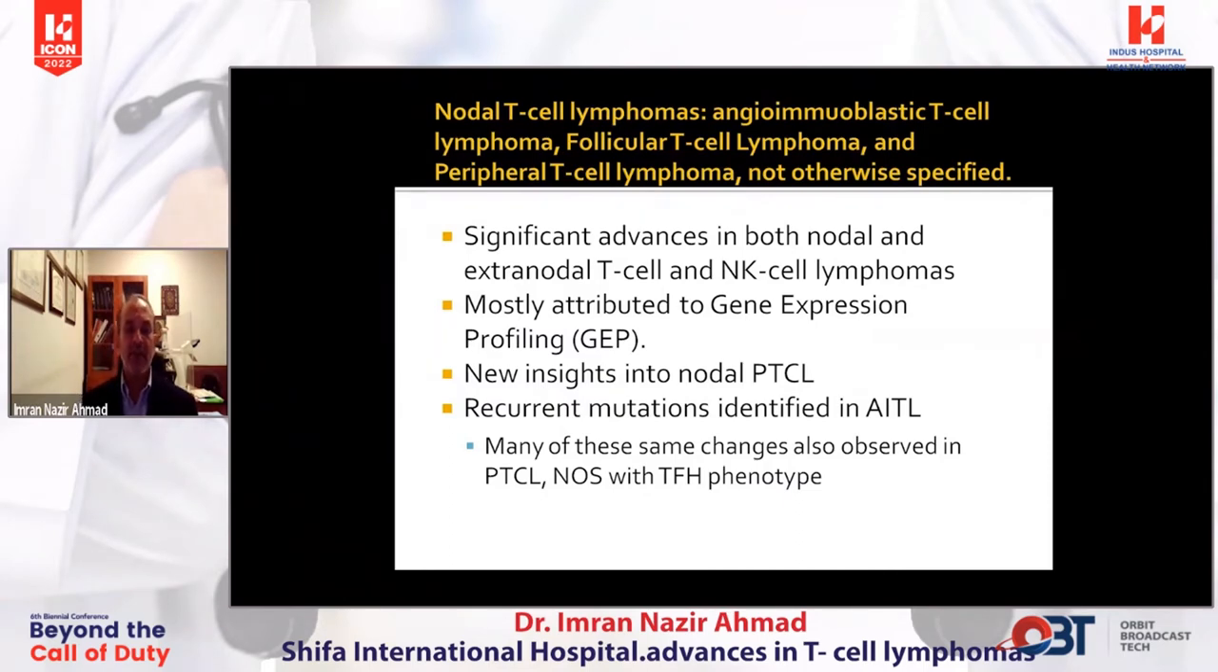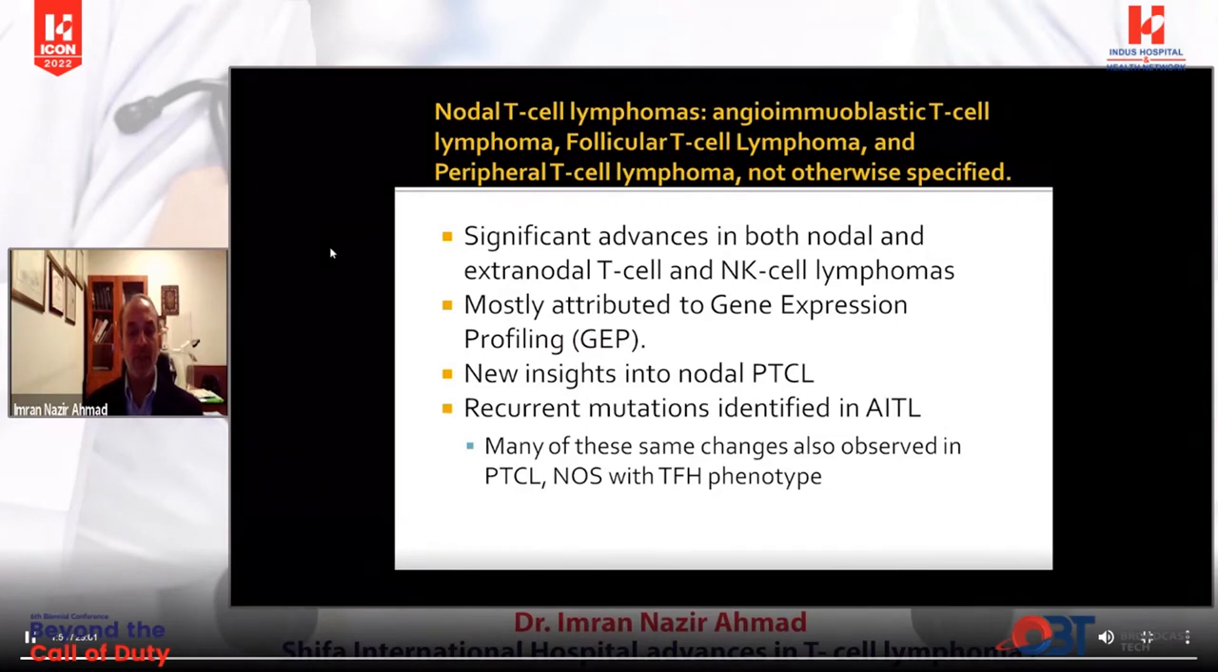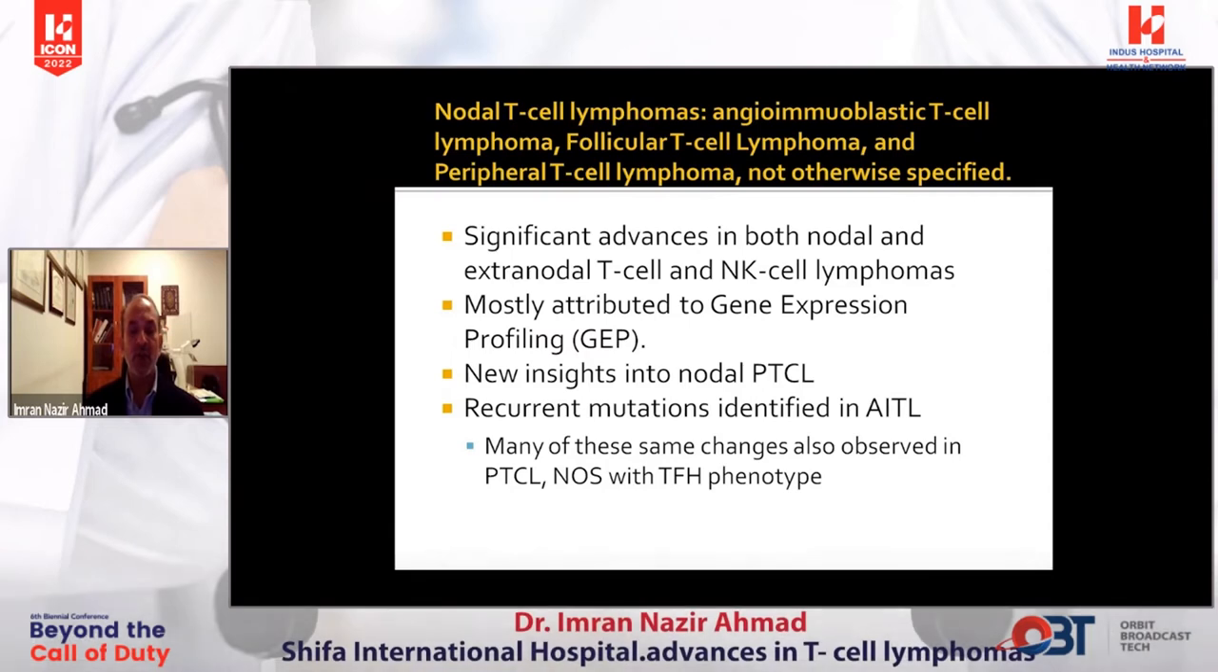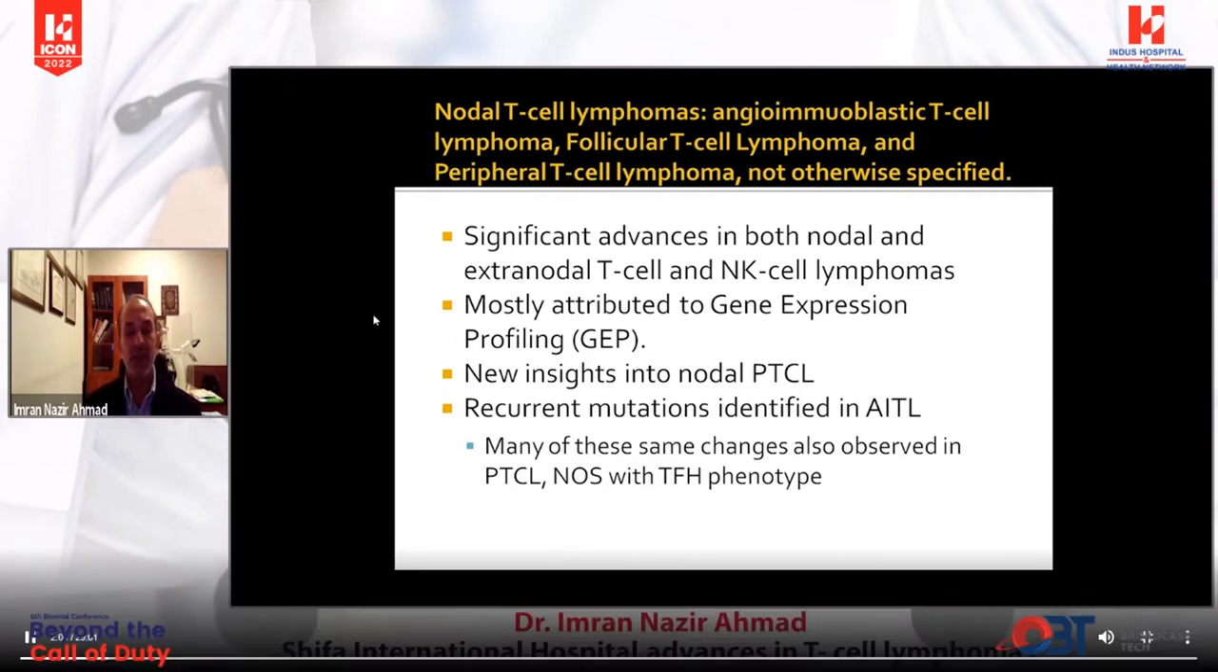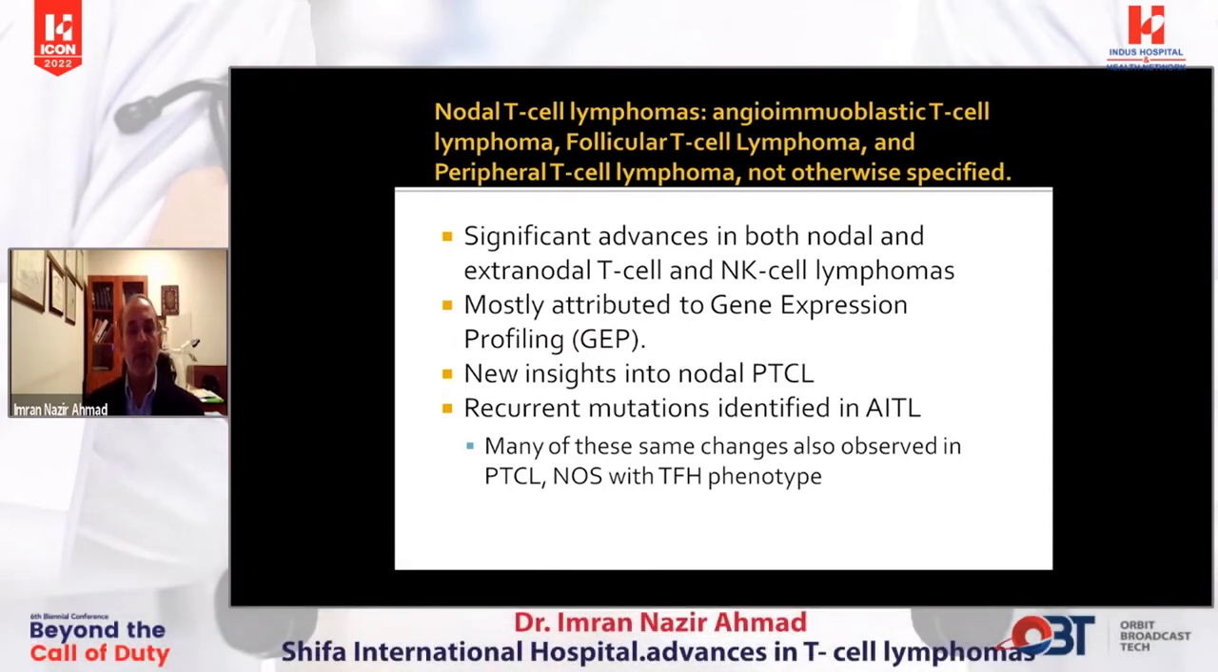There have been significant advances in both nodal and extranodal NK cell lymphomas, basically attributed to the state-of-the-art technologies available, especially gene expression profiling. That led to new insights into nodal peripheral T-cell lymphomas, which is the most common lymphoma. And then a few recurrent mutations were also identified in angioimmunoblastic T-cell lymphoma. Please note that, unlike B-cell lymphomas, very few T-cell lymphomas have characteristic gene mutations or other molecular abnormalities.